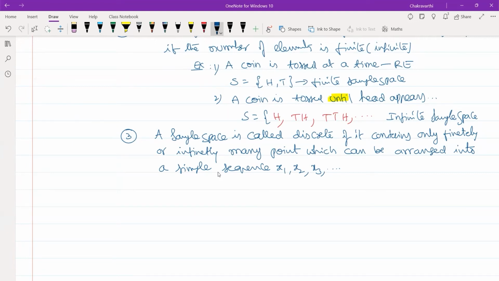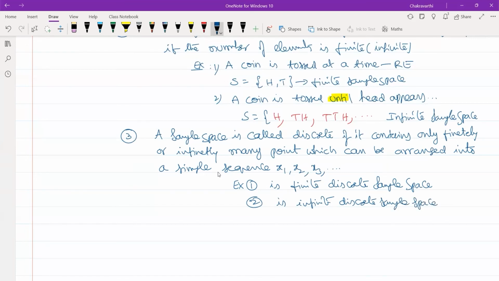Two examples are discrete sample spaces. First example, a coin is tossed at a time. Example one is a finite discrete sample space. Second one is an infinite discrete sample space.